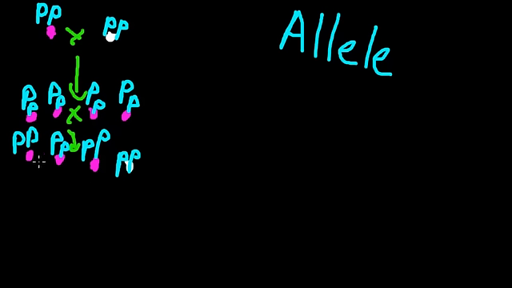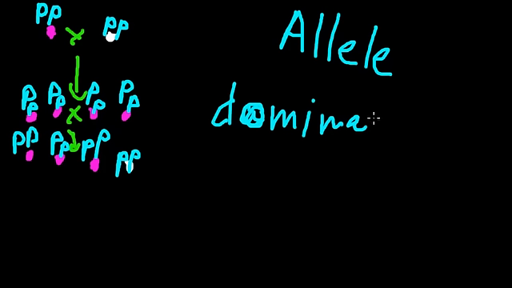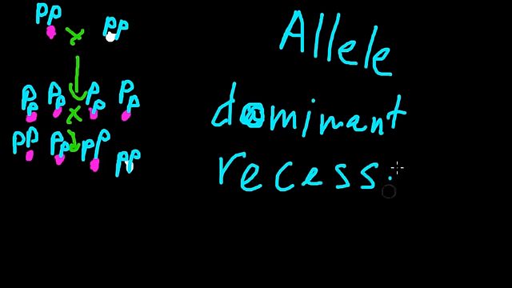So you notice that in this trait here, there is a dominant factor. We'll call it dominant alleles. And there's another allele that's not expressed because the other one is dominant. The other one we'll call the recessive. So this is basically what the law of segregation states.